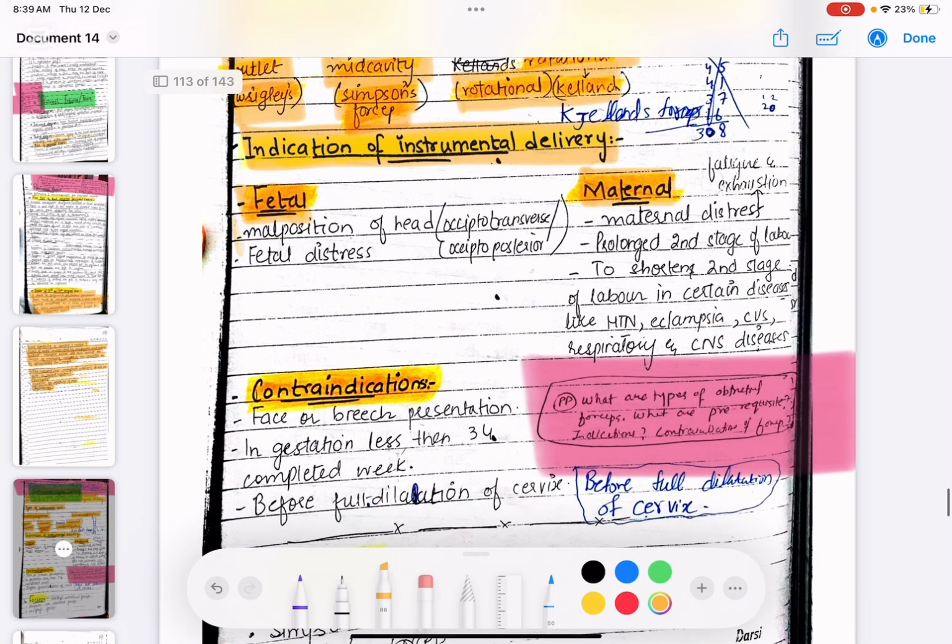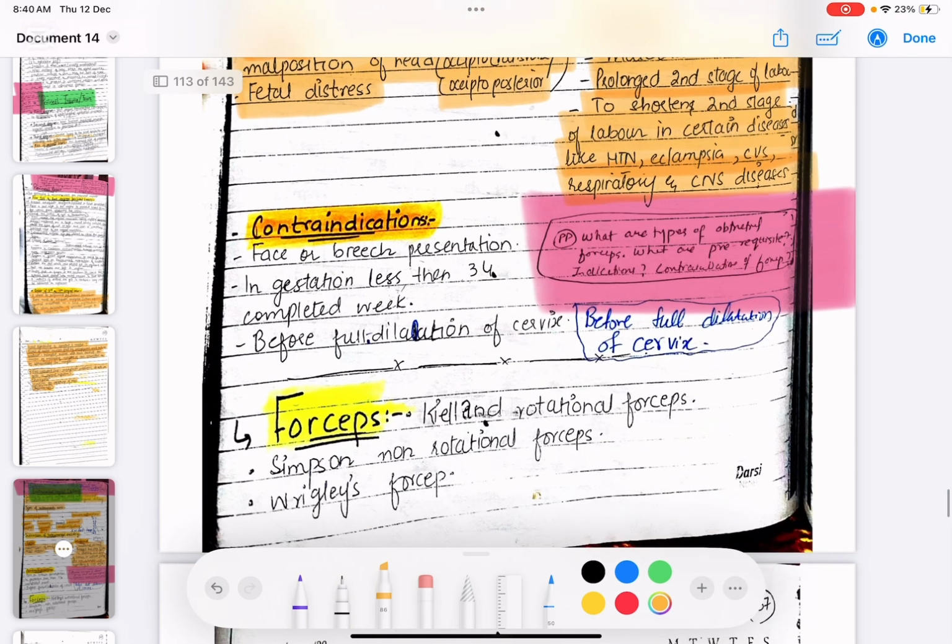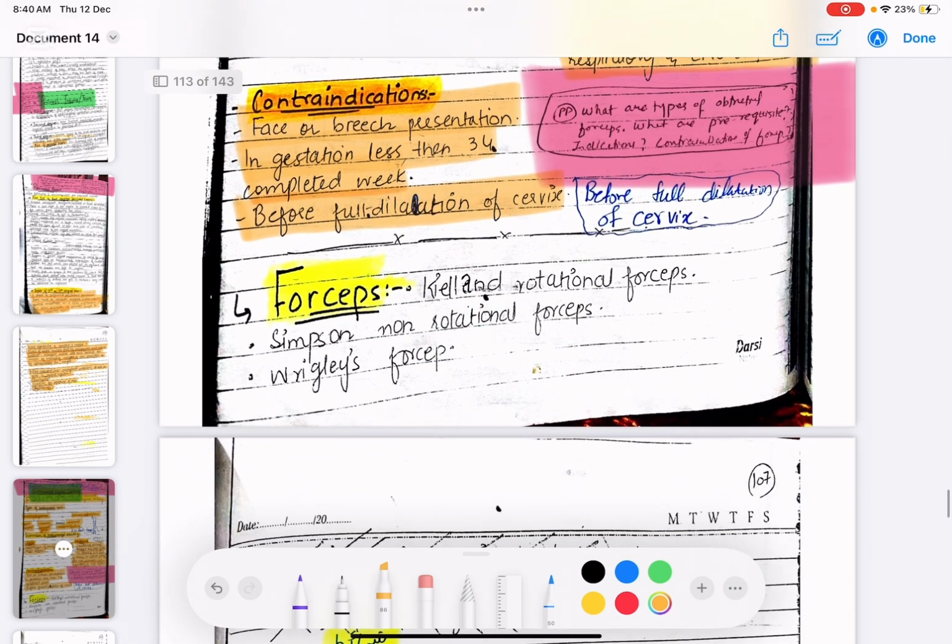The fetal indications are malposition of the head, that is occipito-transverse and occipito-posterior position, and fetal distress. The maternal indications are maternal distress, prolonged second stage of labor, and to shorten the second stage of labor in certain diseases like hypertension, eclampsia, CVS, respiratory, and CNS diseases. The contraindications are face or breech presentation, gestation less than 34 completed weeks, and before full dilatation of the cervix. Now, the forceps that are used are Kielland's rotational forceps, Simpson's non-rotational forceps, and Wrigley's forceps.